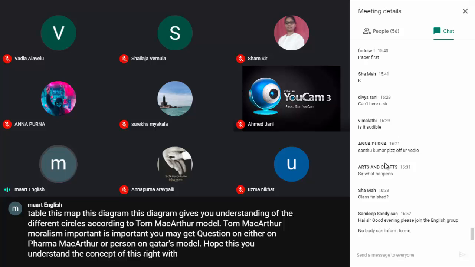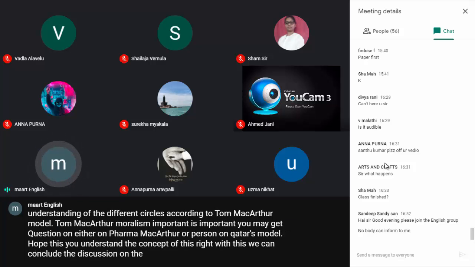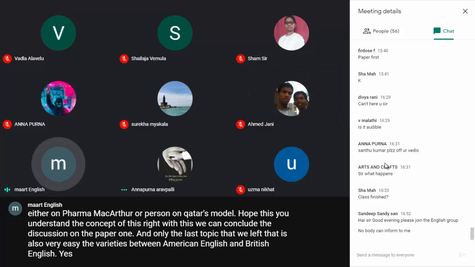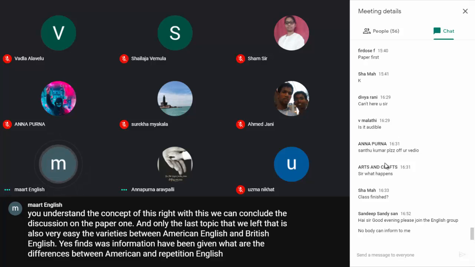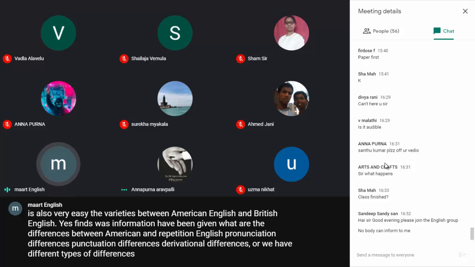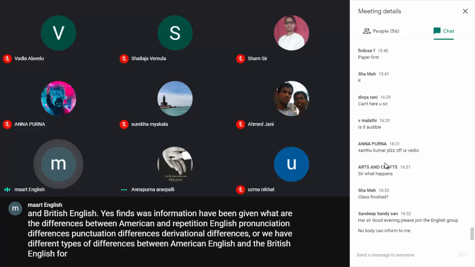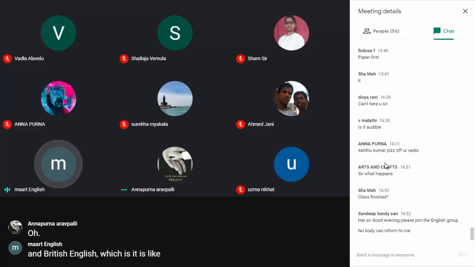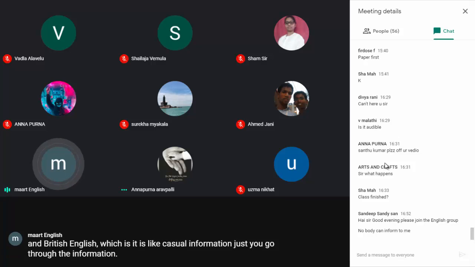With this, we can conclude the discussion on paper 1, and only the last topic that we left, which is also very easy: the varieties between American English and British English. Point-wise information has been given. What are the differences between American and British English? Pronunciation differences, punctuation differences, derivational differences, and other types of differences. For each type, take down one or two examples of differences between American and British English. It is like casual information. Just go through it and note one or two examples for each category of difference.